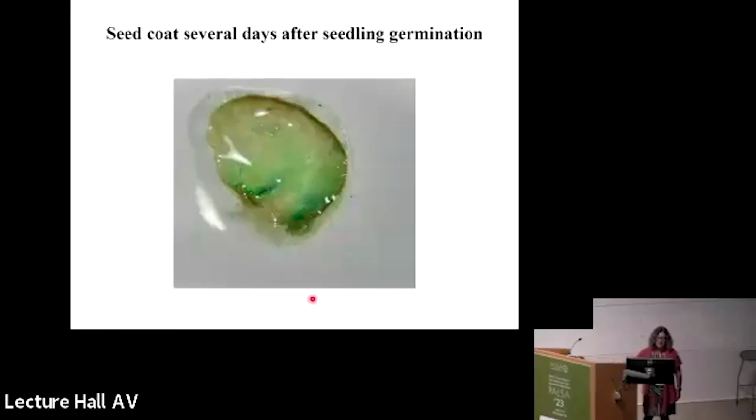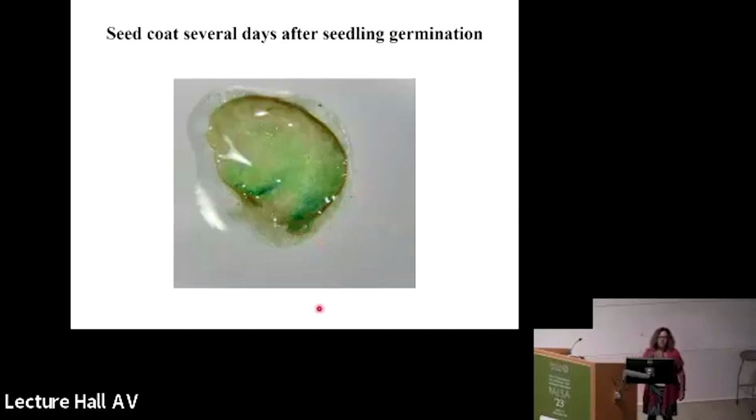And here is a seed coat. So now the seedling has germinated. It's about 7 days old, the tomato. This is just the little seed coat that's left. And this is actually stained with a stain called Perls stain. But again, you can see there's still iron there in those endosperm cells that are left attached to the seed coat.